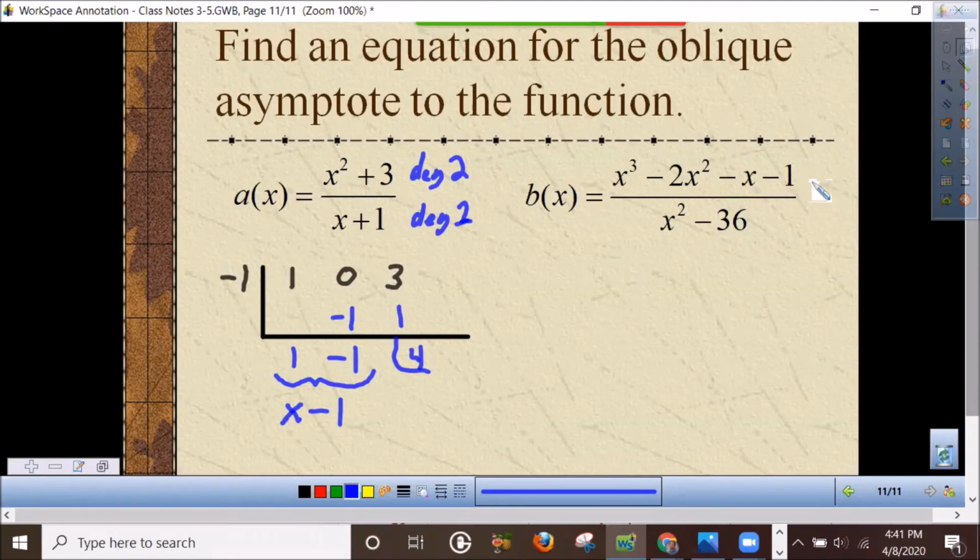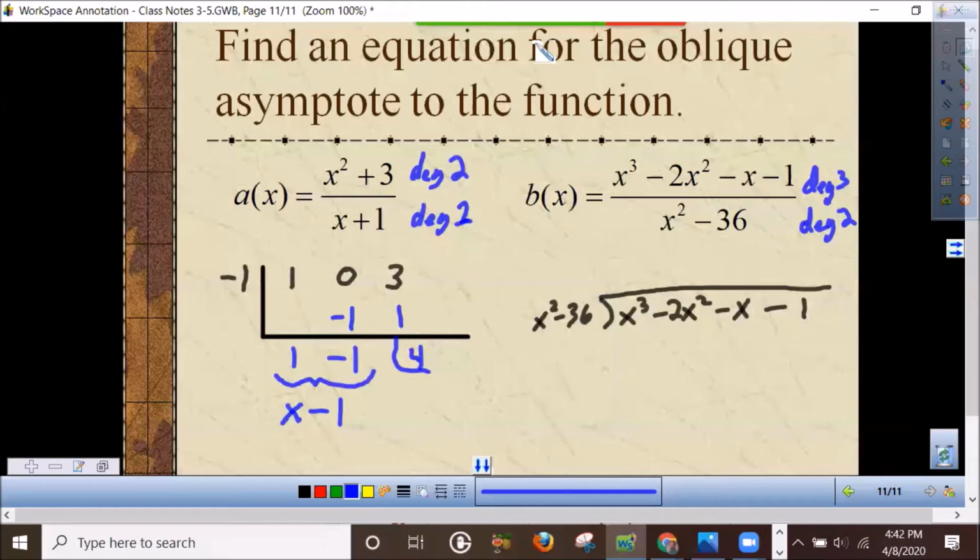Next, we'll look at b of x, and notice that the degree of the numerator is 3 and the degree of the denominator is 2. So the degree of the numerator is exactly 1 more than the degree of the denominator. That's when we have an oblique asymptote. Now, to find the oblique asymptote, we're going to need to do division. But synthetic division is not an option here. We're going to instead have to do long division.